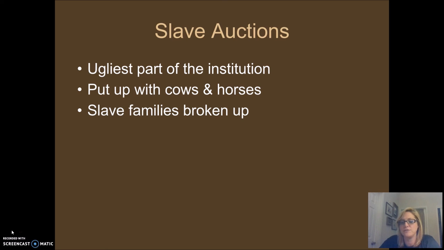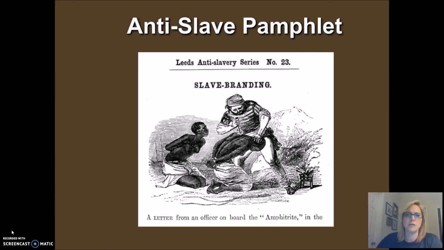And white owners had to some way make this action okay. Because if you thought of these slaves as people, then all of a sudden you have to realize that you have destroyed families, you have destroyed lives, you have done atrocious, horrible things. And that's something that many can't reconcile.